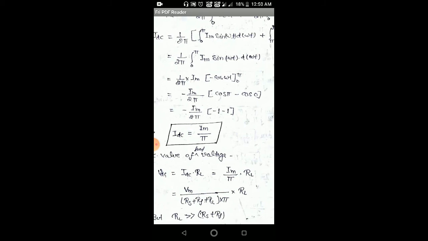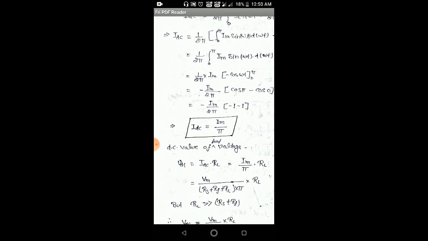So finally IDC is equal to 1 upon 2 pi integration from 0 to pi of Im sin omega t d omega t. Here Im acts as a constant, so Im is taken outside the integration. Integrating sin omega t gives minus cos omega t, with limits from 0 to pi. Putting in the limits, cos pi minus cos 0, we know that cos pi is equal to minus 1 and cos 0 is equal to 1. So we find the value of IDC equal to Im upon pi.